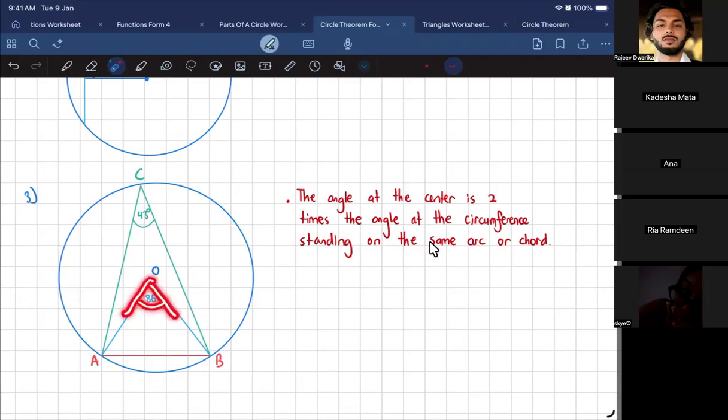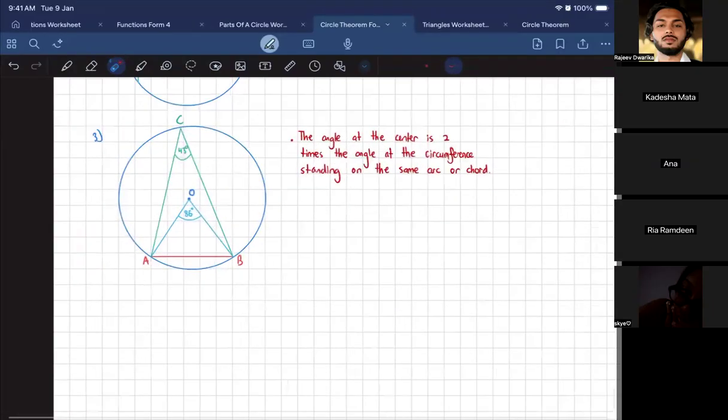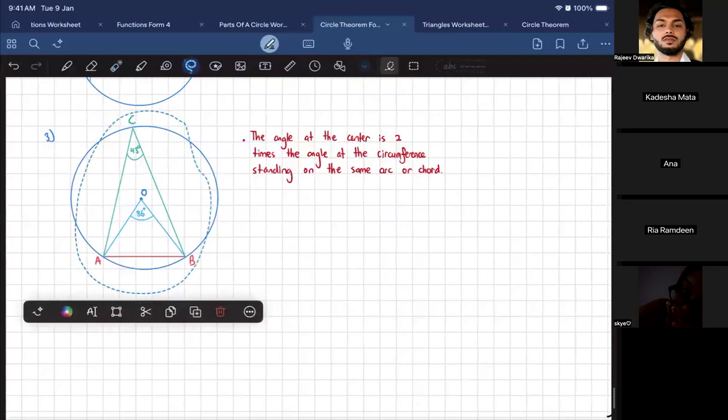All right, Kadisha, I see now the angle at the center. The angle at the center has to be two times the angle at the circumference. You see how we have a 43 at the circumference, and at the center it would have to be 86. That's that theorem. For it to work, the angles must be standing on the same chord, otherwise it wouldn't work. Let me give you an example where it wouldn't work.